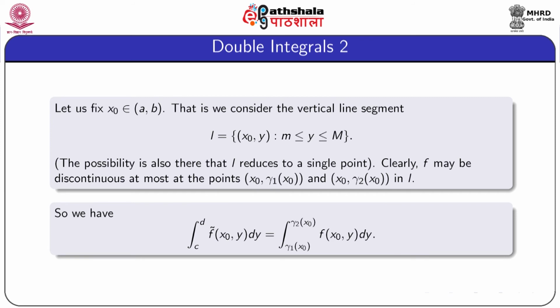Let us fix x0 in the open interval (a,b). That is, we consider the vertical line segment, say L, equal to the ordered pairs (x0, y), where y lies between small m and capital M. The possibility is also there that it reduces to a single point. Clearly, f tilde may be discontinuous at most at the points (x0, gamma 1 of x0) and (x0, gamma 2 of x0) on this. So, we have the integral from c to d of f tilde (x0, y) dy equal to the integral from gamma 1 of x0 to gamma 2 of x0 of f(x0, y) dy.